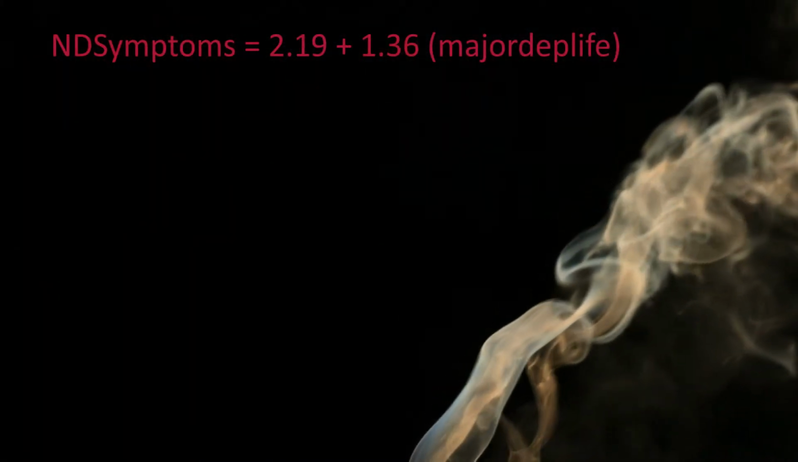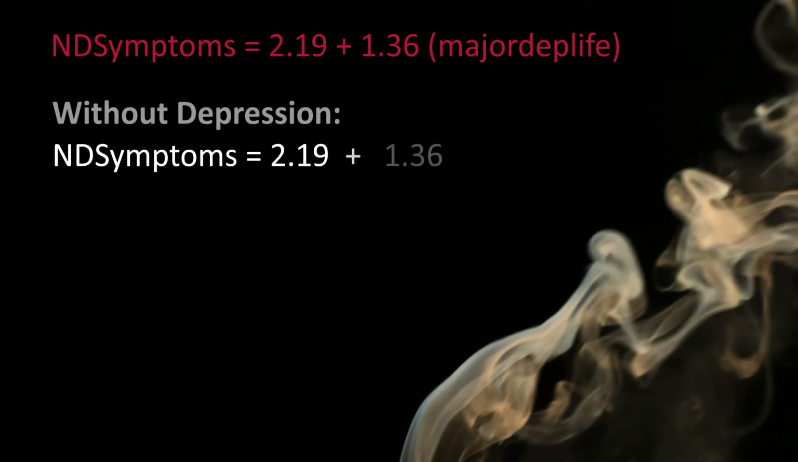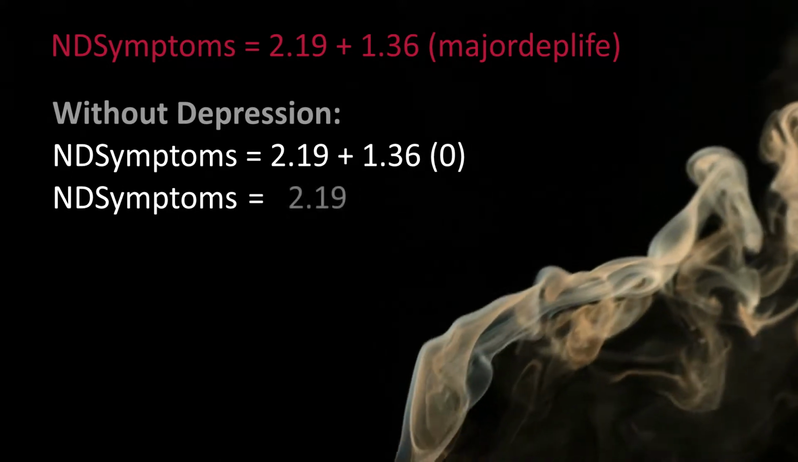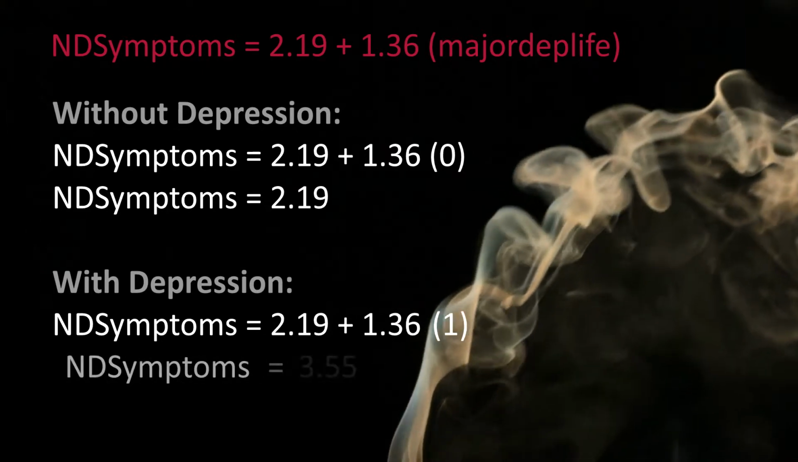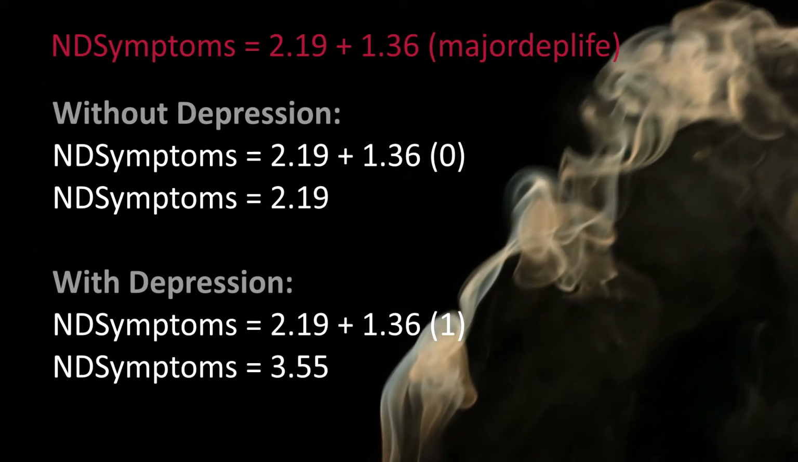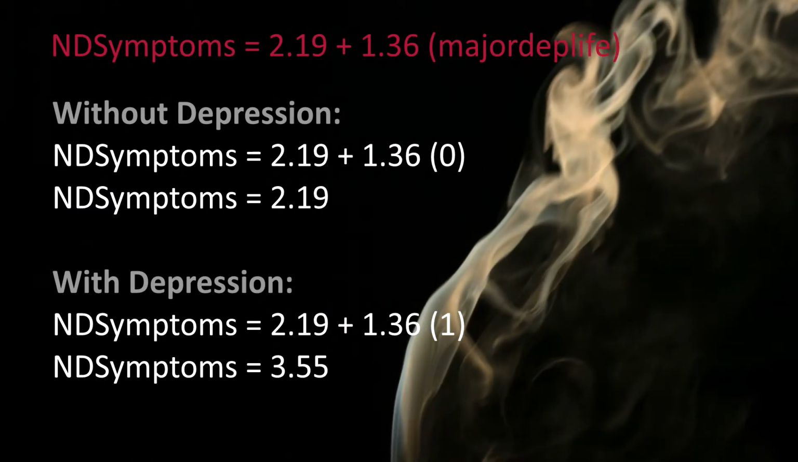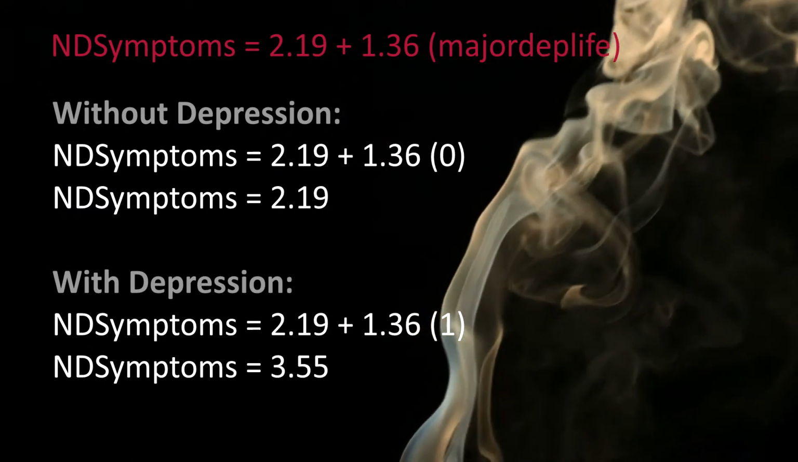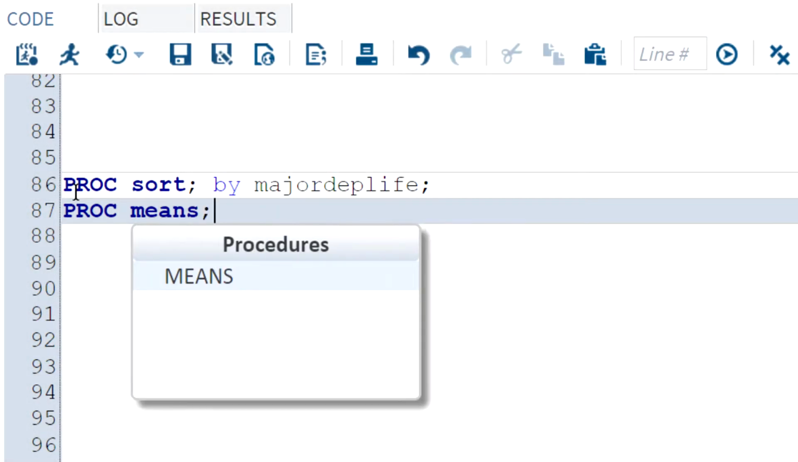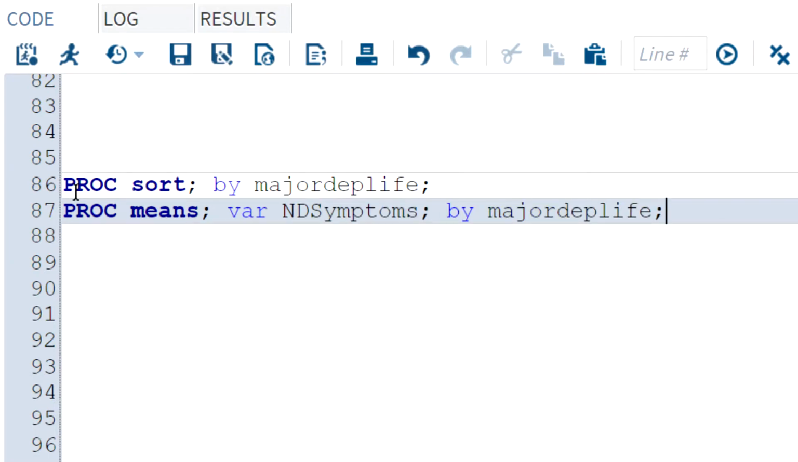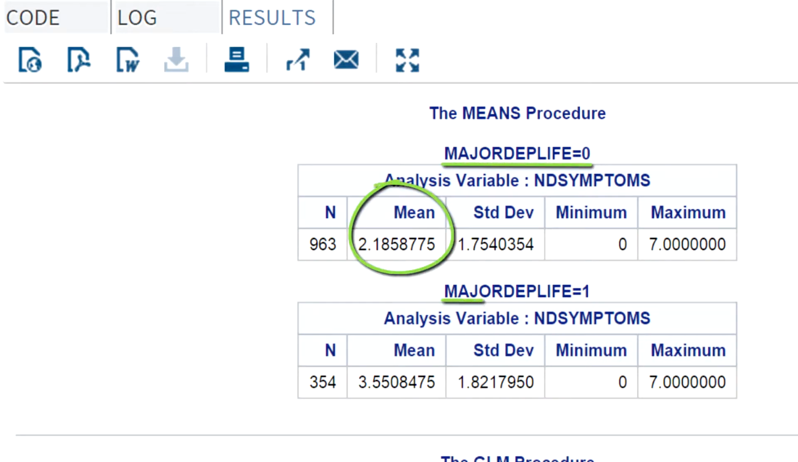As we can see, we would expect daily smokers without depression to have 2.19 nicotine-dependent symptoms, and daily smokers with depression to have 3.55 nicotine-dependent symptoms. Remember that we previously subset our data to daily smokers aged 18 to 25. Notice that this is also the mean number of nicotine-dependent symptoms for each group, which we can see by running summary statistics.